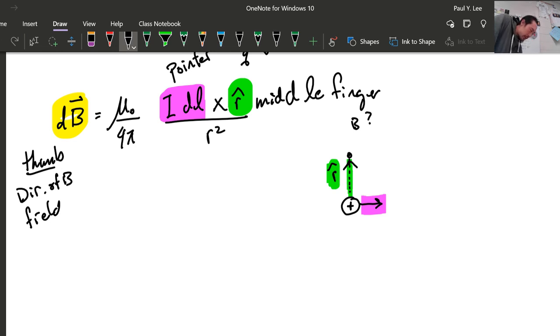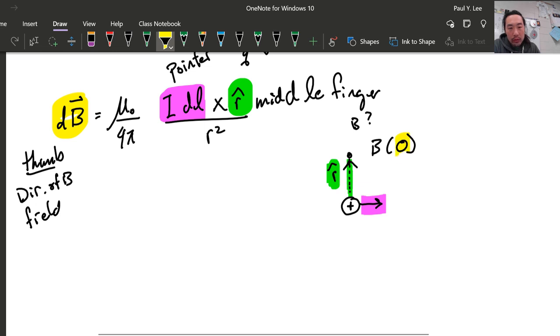So if my pointer finger is pointing to the right and my middle finger is pointing up, I am now looking at the direction of my thumb. My thumb is pointing away from the screen or away from the paper, or towards me, the observer. So kind of like this, right? I can see the thumb pointing directly at my face. So I would write that the B field is O.